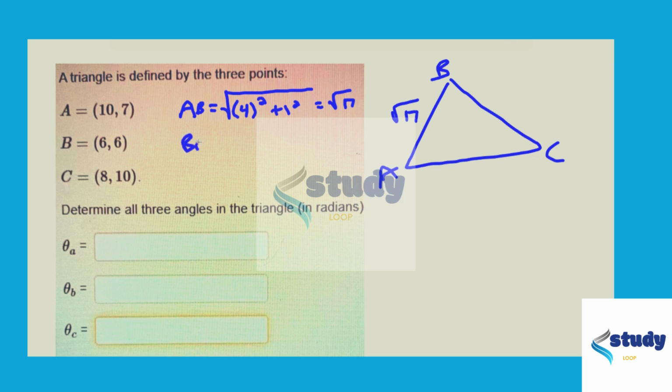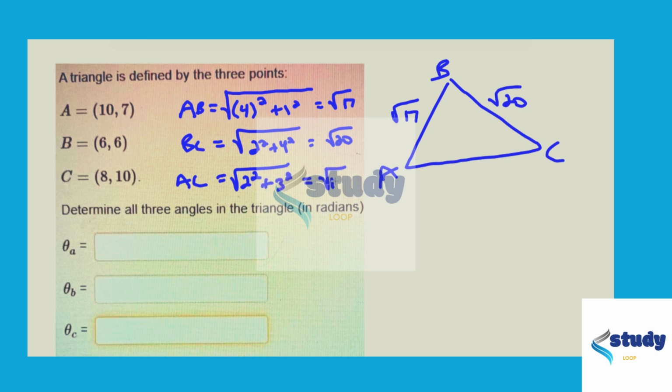BC would be equal to the square root of the difference between the x's, which is 2, and the y's, which is 4. So 2 squared plus 4 squared, that's 4 plus 16, or the square root of 20 for BC. And AC, the difference between the x's is 2, the difference between the y's is 3. That's 4 plus 9, or the square root of 13.